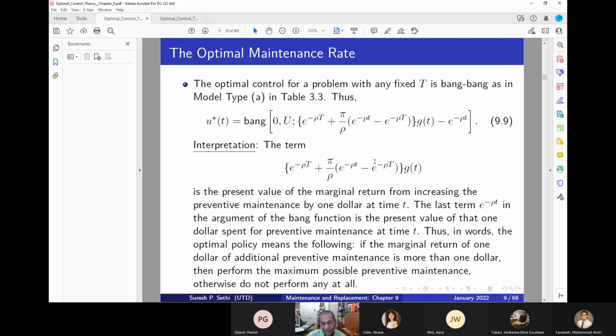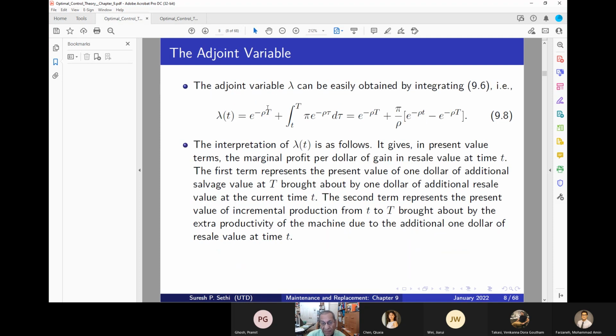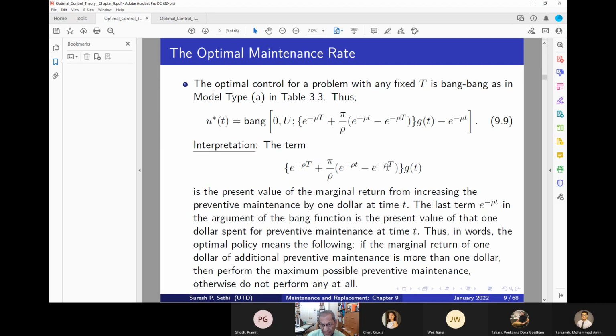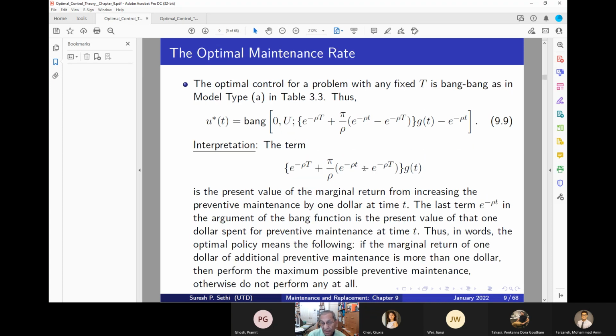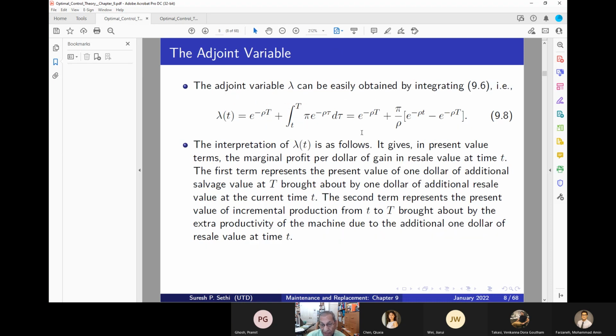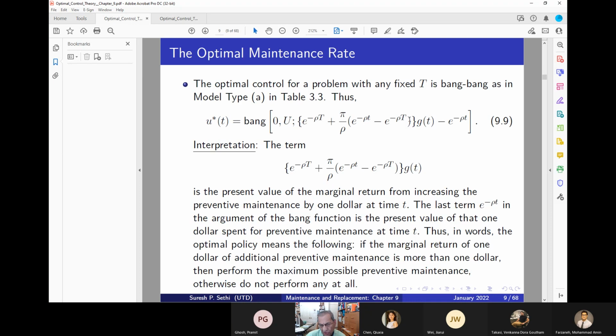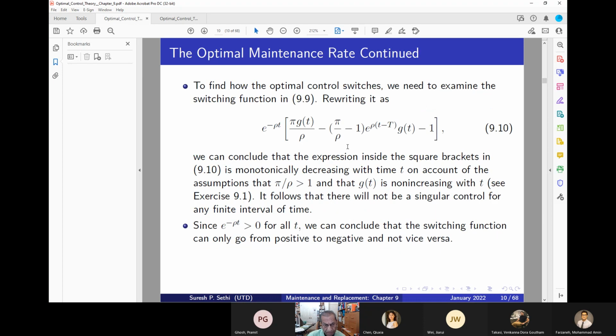And we already interpreted that when we did the interpretation of lambda. We already interpreted that value as the value of the additional sales. The state variable here is the sales value of the machine. And so if you increase by preventive maintenance a little bit of extra sales value, then that is the value of an extra sale value. So that's how you get the interpretation of the policy as well as lambda 2.